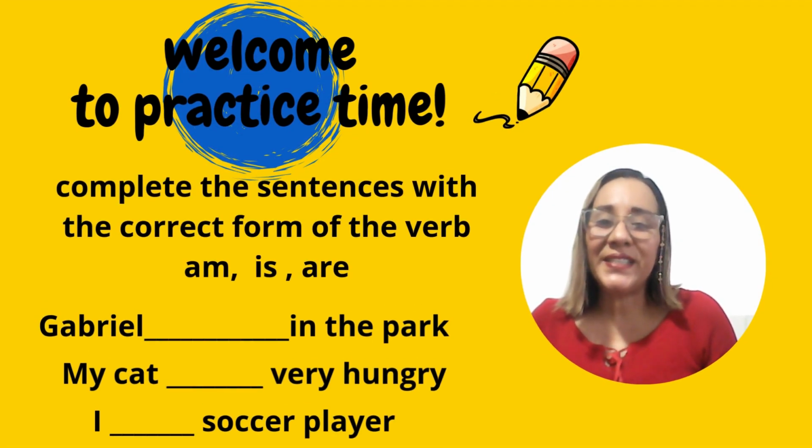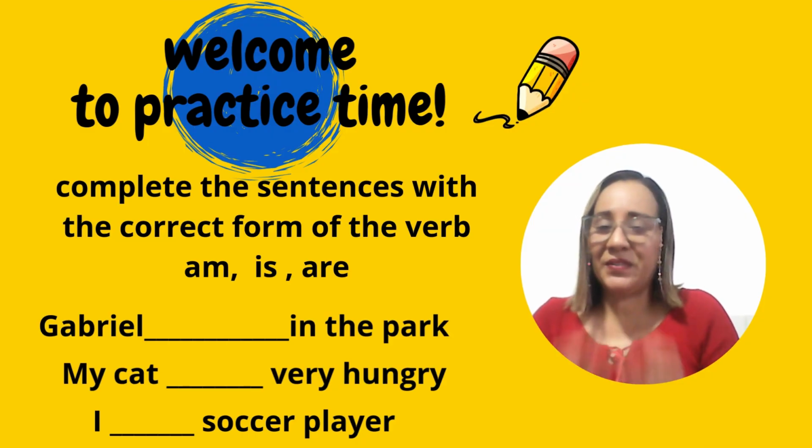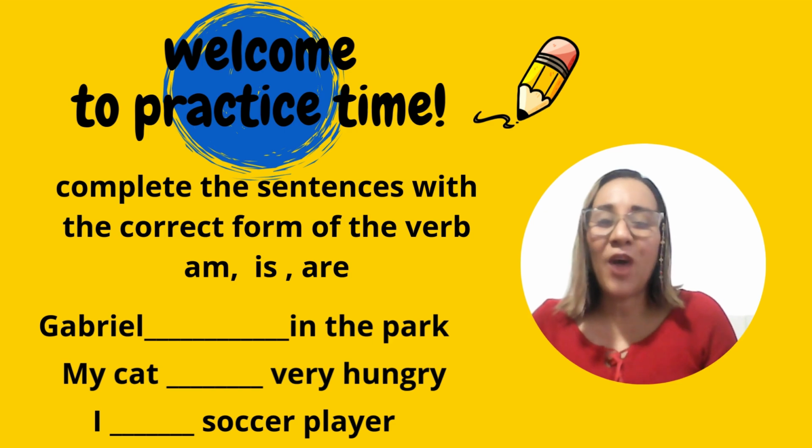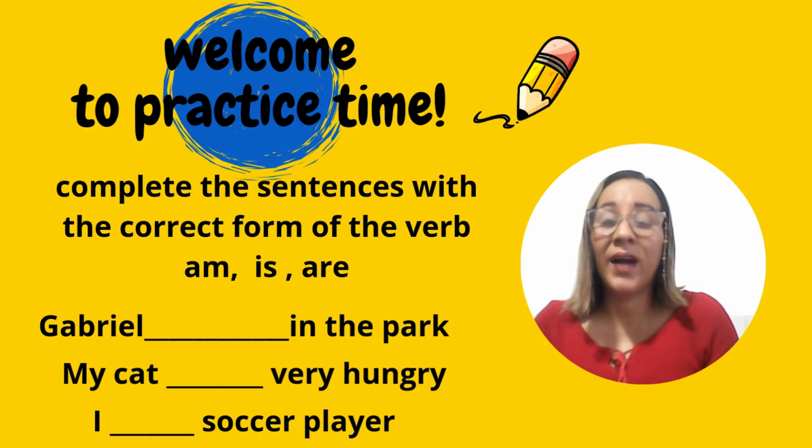Welcome, my dear student, to this practice time. In this activity, which is very easy, you have the opportunity to complete some sentences with the correct form of the verb to be. So you have to use am, is, or are to complete the sentence. Let's do it.